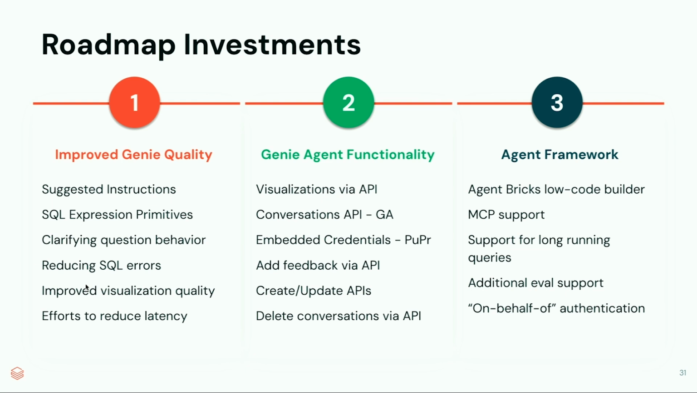Next, we want to continue improving each Genie agent's functionality as well. With the wrapper, we want to allow you to also retrieve visualizations, give back feedback via API, and also make it easier to build spaces with create and update APIs as well.